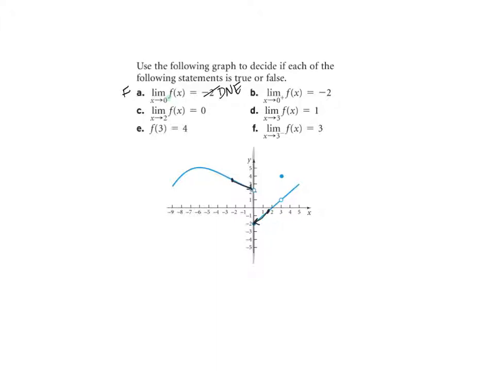All right, letter B. We're still approaching 0, and we're approaching from the right. Well, we already did that. Approaching from the right is down here, and then moving along the graph toward the wall, and we hit the wall at -2. So this one is true. Okay, so let's clean that up and go to the next one.